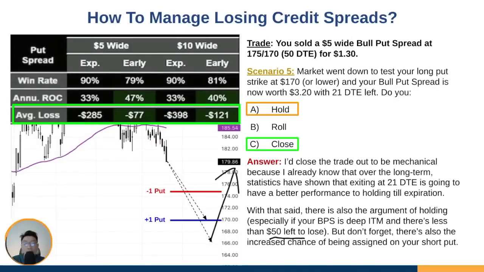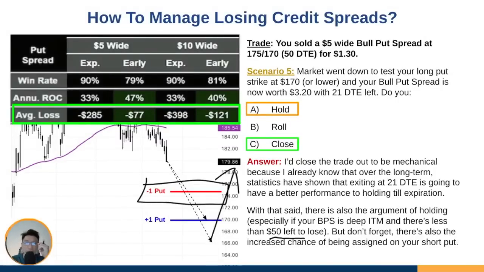So at this point in time, can you actually hold it? Then the answer is actually yes. You can choose to hold it, especially since there's not much loss left if you continue holding on to this trade. But one thing you need to really remember is that because it's now deep in the money, that means your short put strike is also deep in the money, so there's also an increased chance that you might get assigned on this short put. So this is one thing to really understand. If you do get assigned on this short put, then this is where you need to know how to reverse this trade.